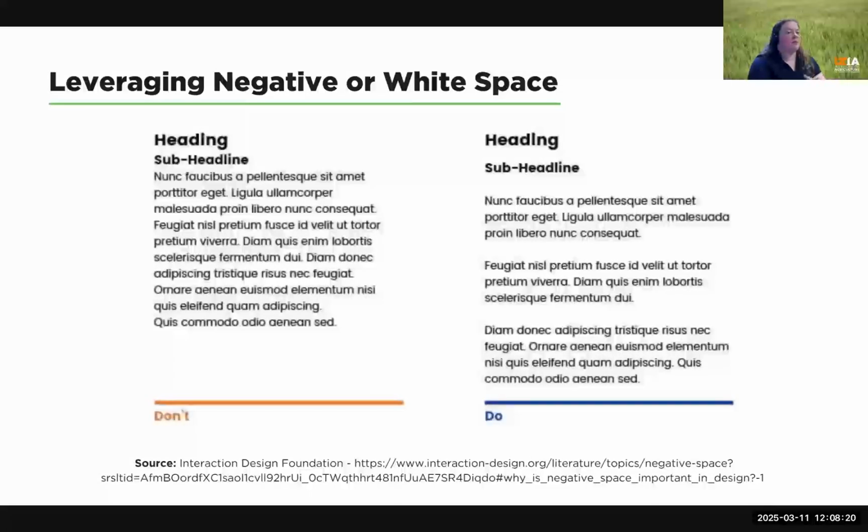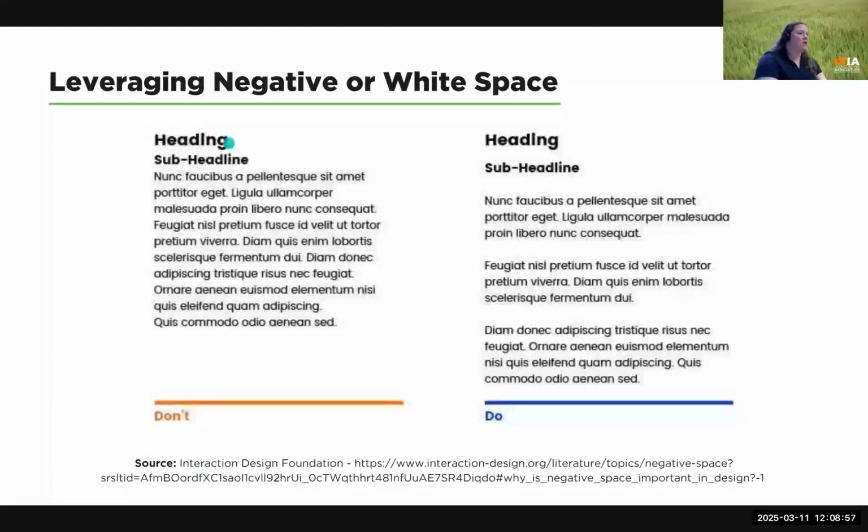So to kind of wrap up our discussion on white space, or negative space, I want to really hone in on the importance of leveraging that in your designs. Again, this is an example with text and paragraphs, but our concepts are still going to be the same. It's really important to make sure that you kind of leverage space so that things are readable and legible. You don't want to necessarily cram things or smush things up against each other.